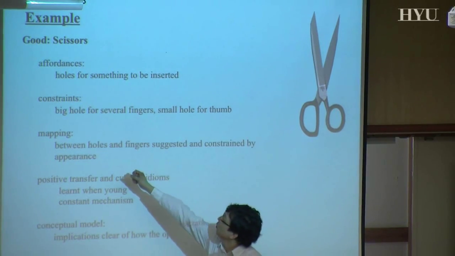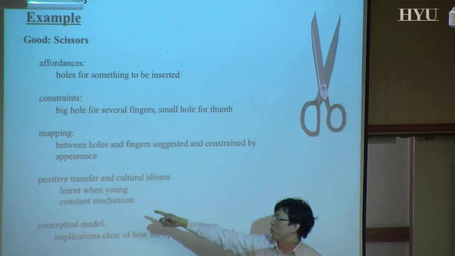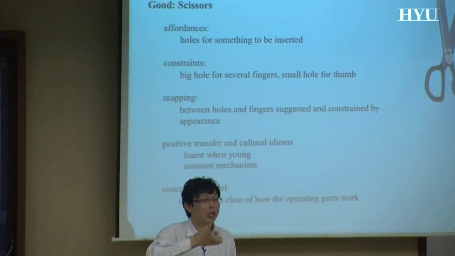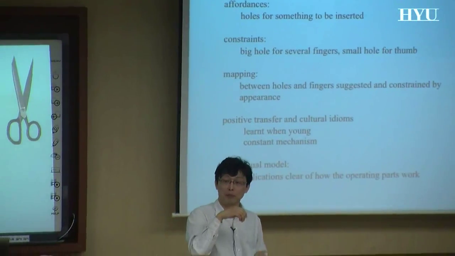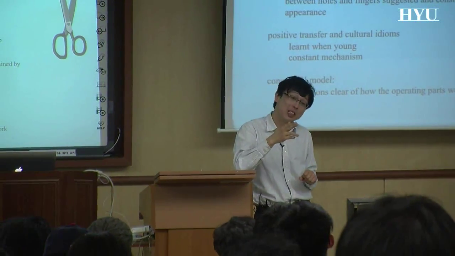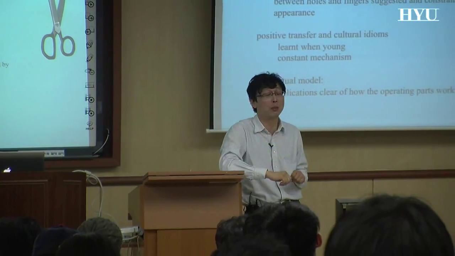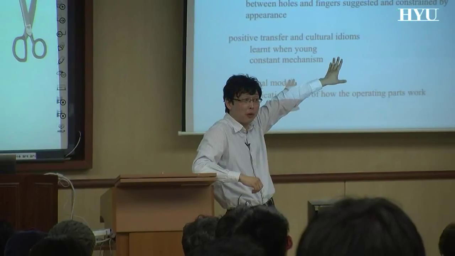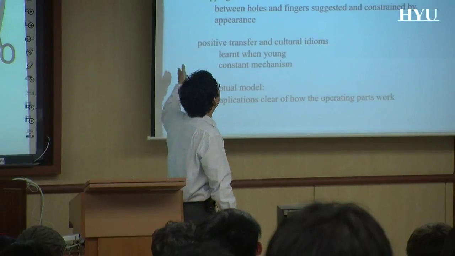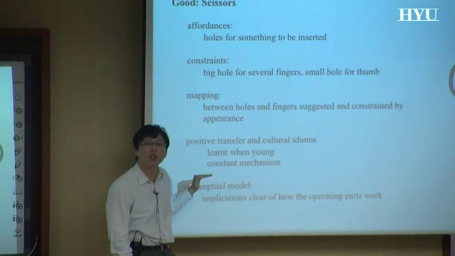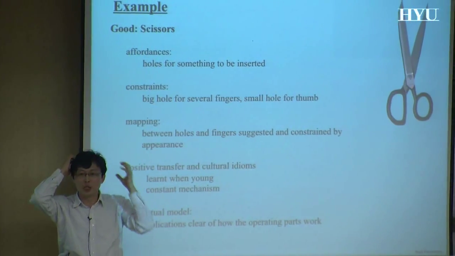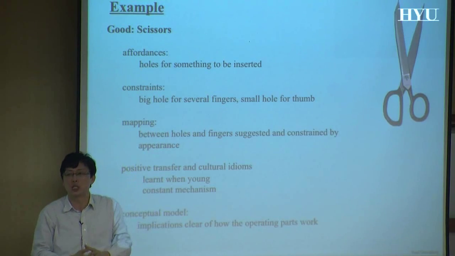And then there's the mapping issue and positive transfer. When you learn these things at very young ages, you can use scissors forever in your lifetime. We don't have any new scissors, do we? Or electronic scissors, but that is a different thing, a different operation. But most scissors don't change much from that design concept. So we have positive knowledge transfer. With these kinds of things, you have a conceptual model in here. So when you see a new type of scissors, you can use this conceptual model to use the new scissors.